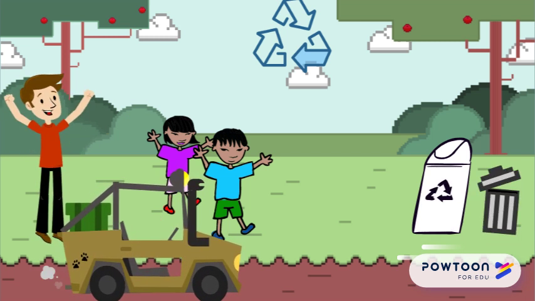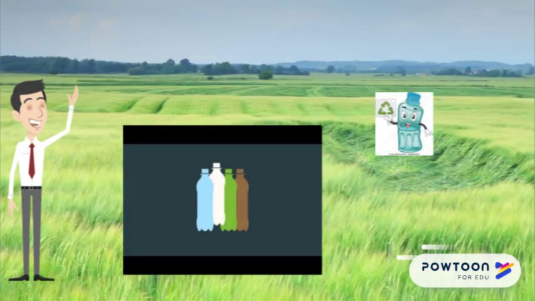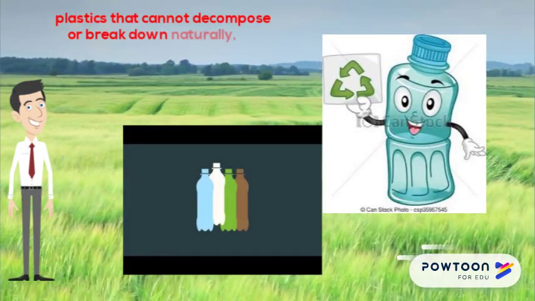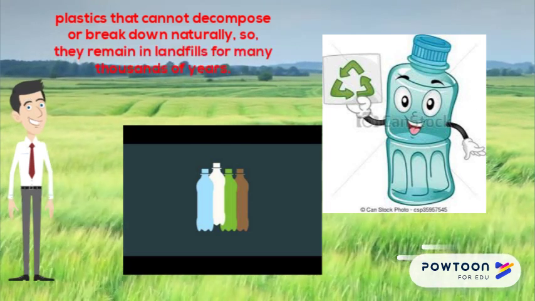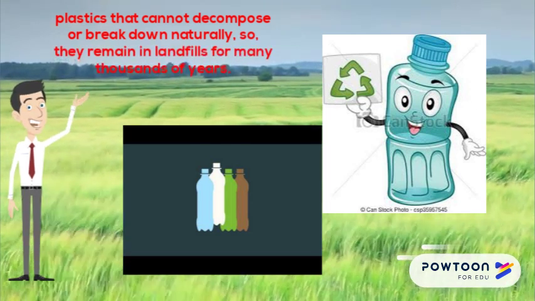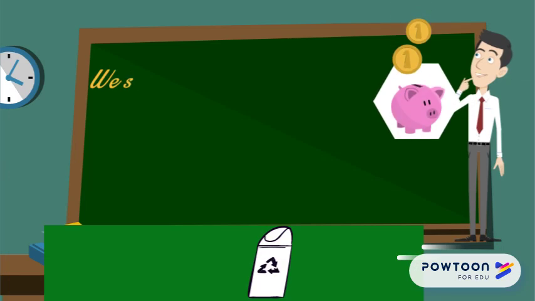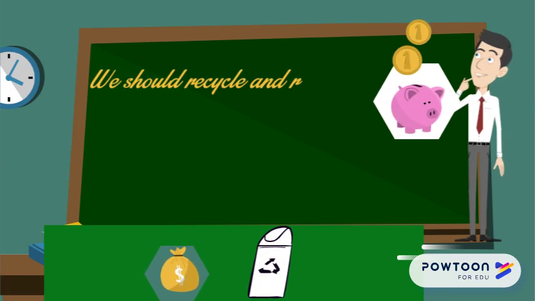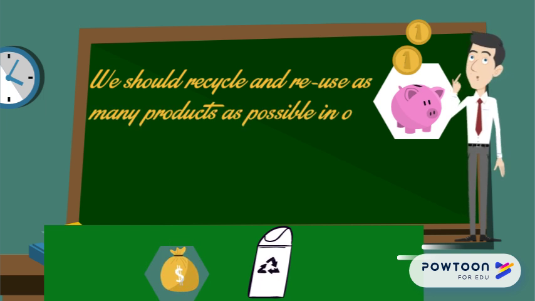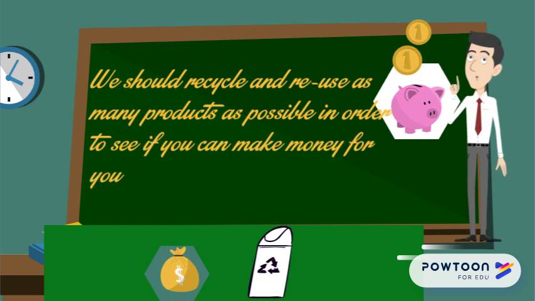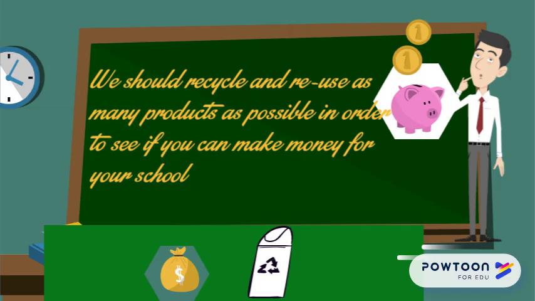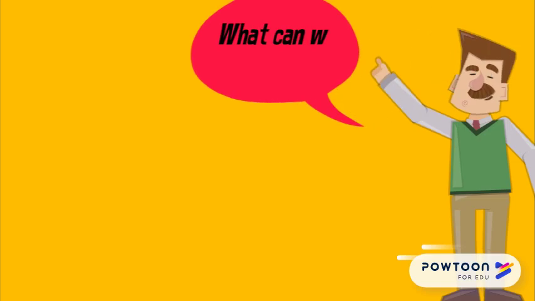Recycling is a good way to reuse some of the items that we dispose of in the rubbish dump, such as certain plastics that we cannot decompose or that break down naturally so that they remain in landfills for many thousands of years. Recycling can help preserve the environment, and we should recycle and reuse as many products as possible. In this part of the lesson, you will investigate whether you could start a recycling program at school and make money for your school. Now, what can we recycle?